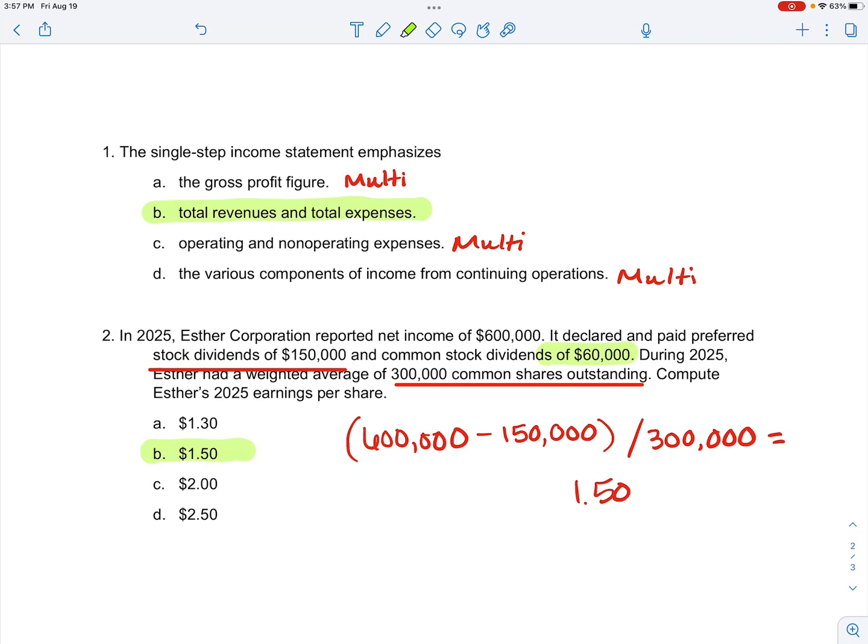Now if you did this wrong, would the answer be there? Most likely. So it's really a testing. Do you know what you need, what information you need out of the pieces that are given?